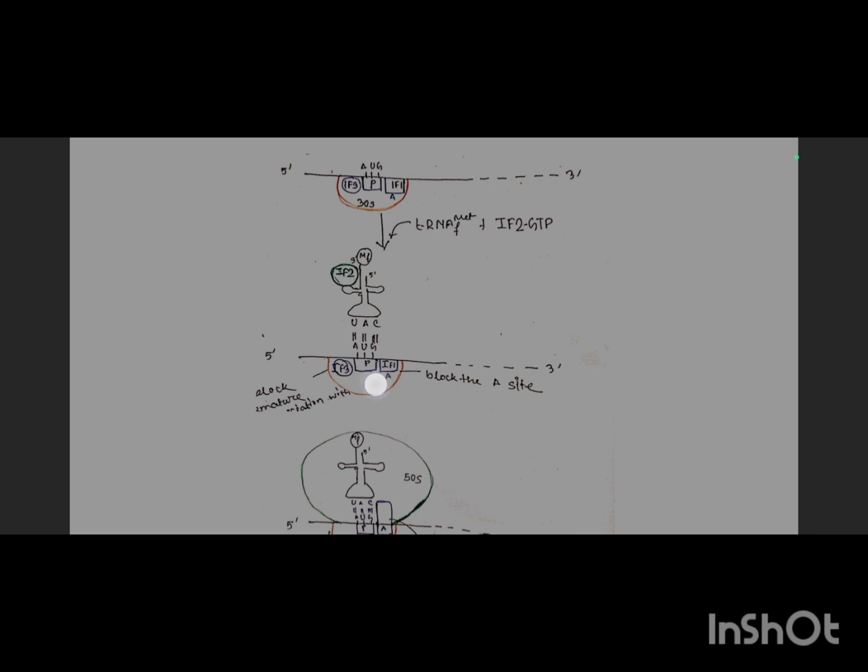As I have already told, the first tRNA will always come and sit on the P region. And see here, IF1 is still in the A region and blocks the A site, so that the initiator tRNA by mistake doesn't sit in the A region. It has to come to the P region. That's why the A site is also blocked by IF1, or initiation factor 1.